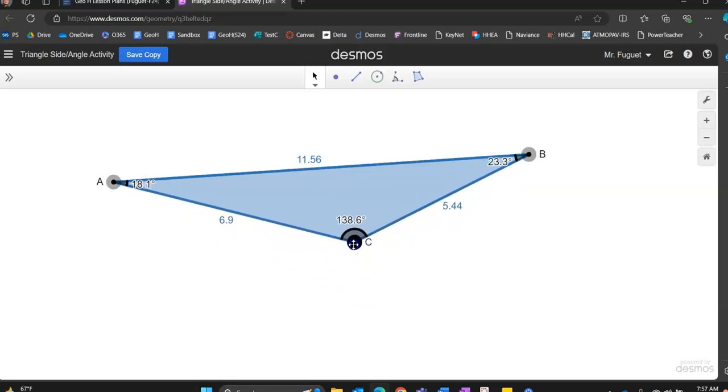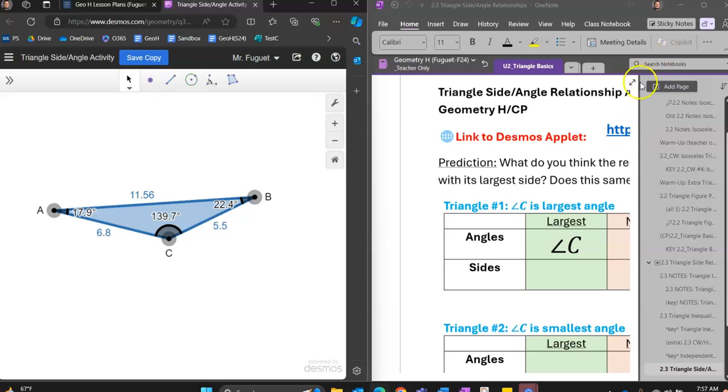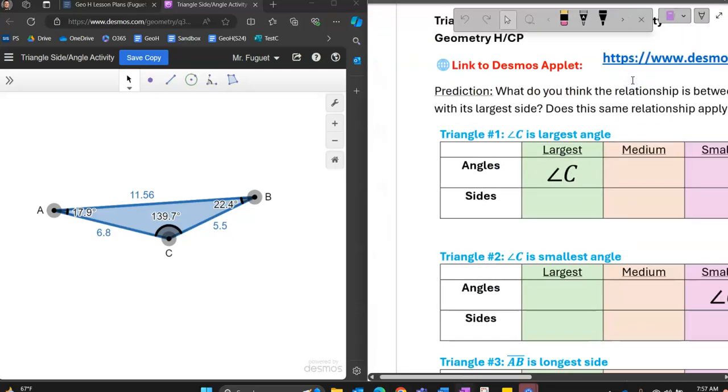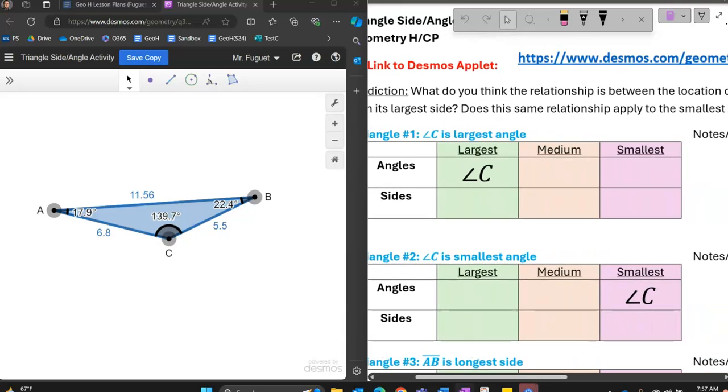So let's make C really, really big, like 139.7. All right, let me see if I can do a split screen. There we go. Let's go ahead and fill this in. Our largest angle is angle C. Now, what is our medium angle? Well, we have 17 and we have 22. It looks like for me, that is going to be angle B. And then lastly, my smallest angle in this case is angle A.